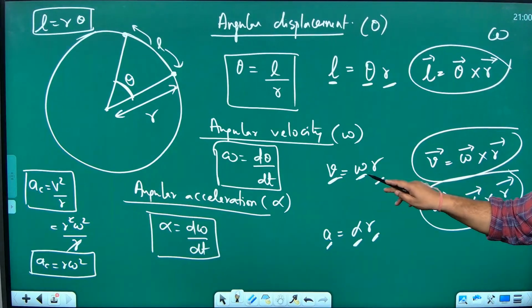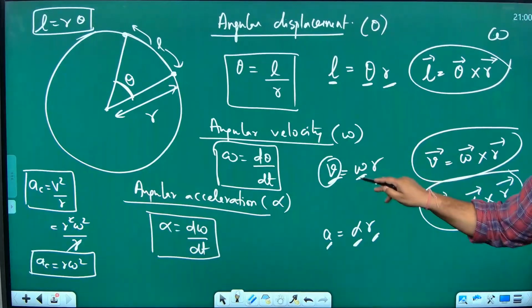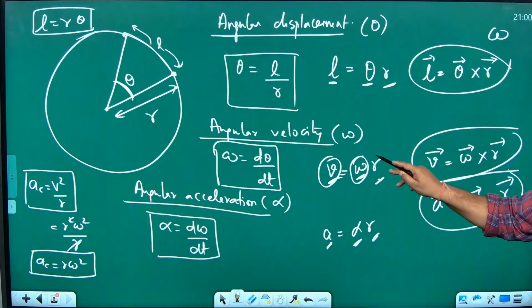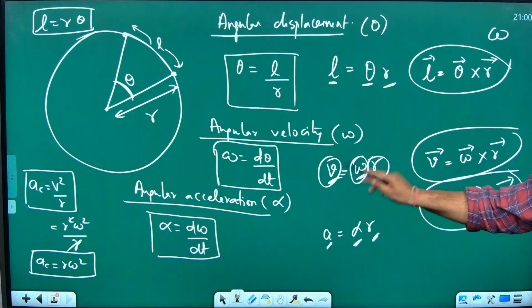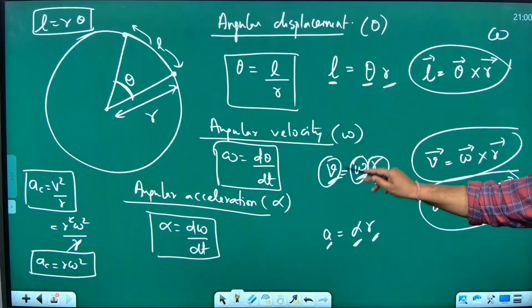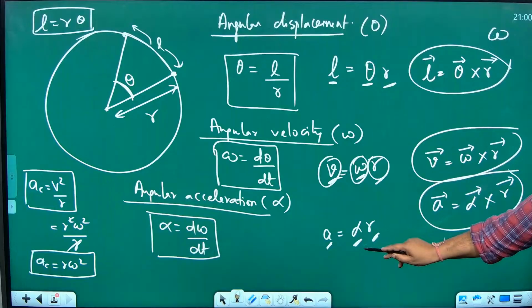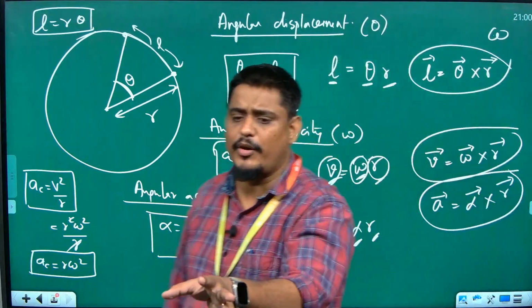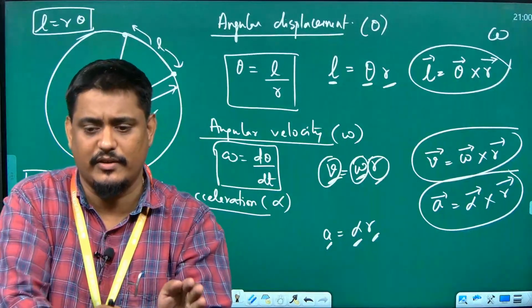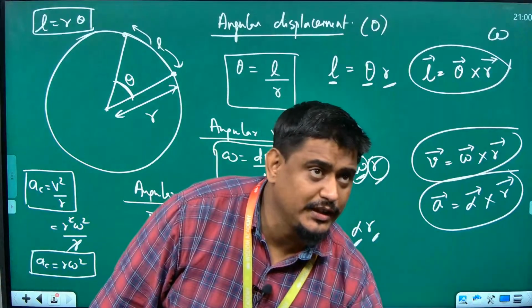How v is equal to omega into r came? Always remember that linear component is always equal to angular component times the radius. Linear means what? Displacement, velocity, acceleration. Angular displacement, angular velocity, angular acceleration. Radius, radius, radius. Are you getting? So whenever you multiply angular component with radius, you get linear component. Okay? I'll give one question before I wind up the class today.